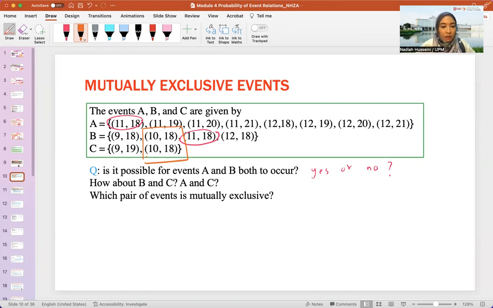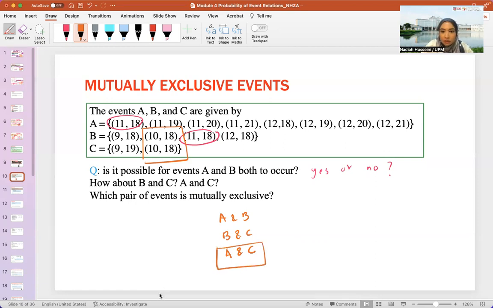Okay. Which pair of events is mutually exclusive? Is it A and B? Is it B and C? Or is it A and C? Which event is mutually exclusive here? A and C. Let's see. We have 10, 18 over here. We don't have 10, 18, 9, 19. We don't have any 9, 19. Yeah, I think so. So which pair of events is mutually exclusive? It is A and C.